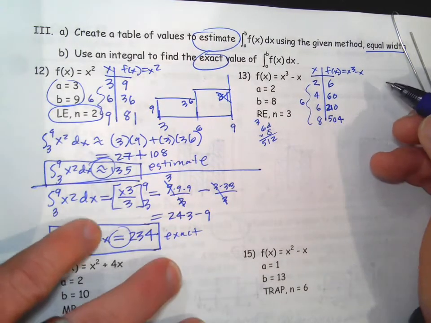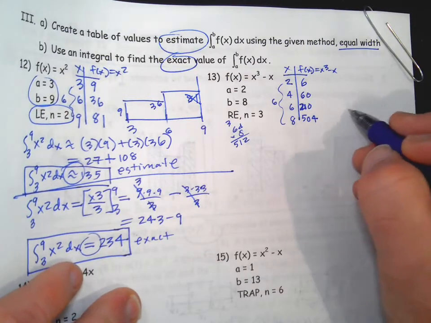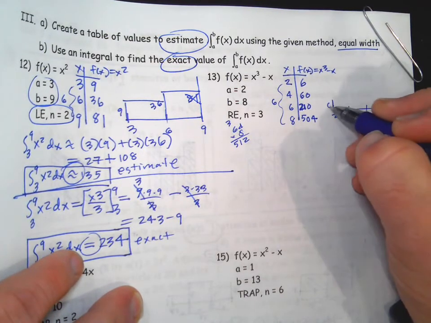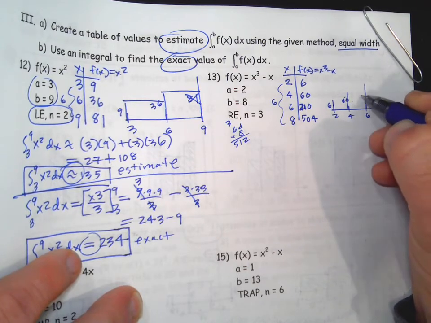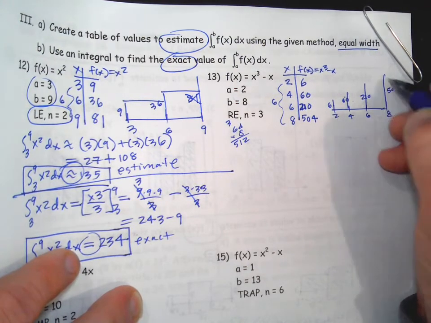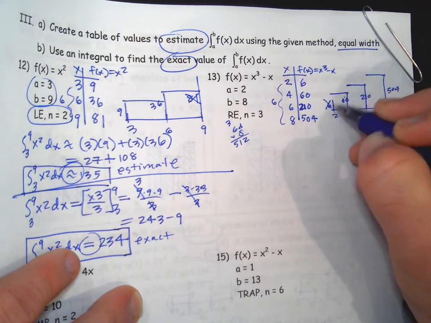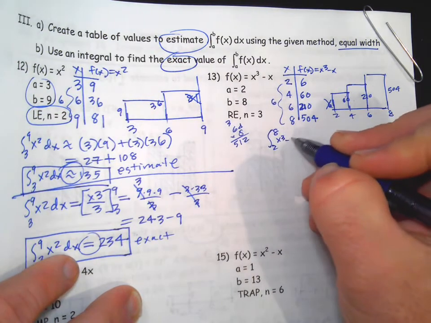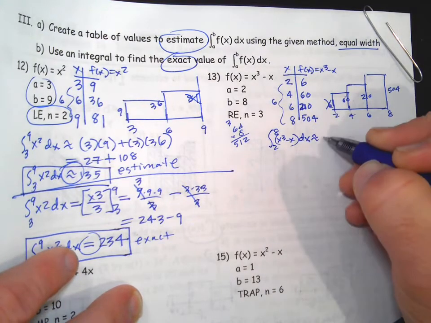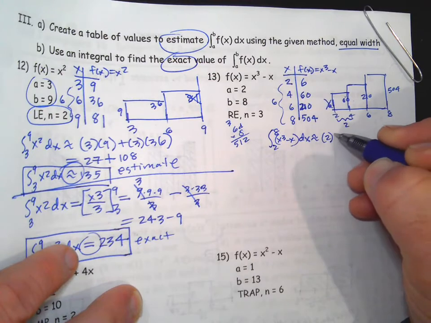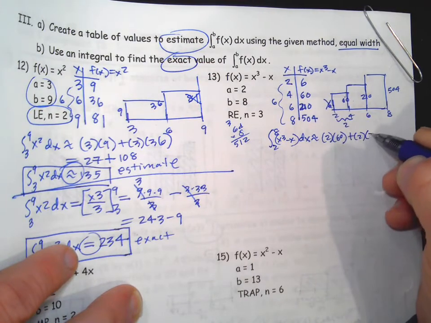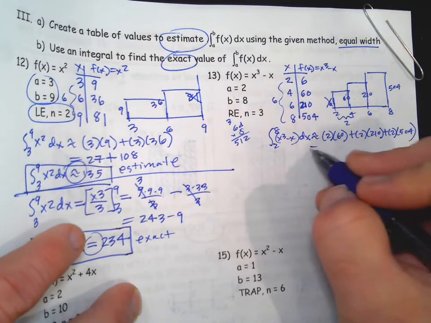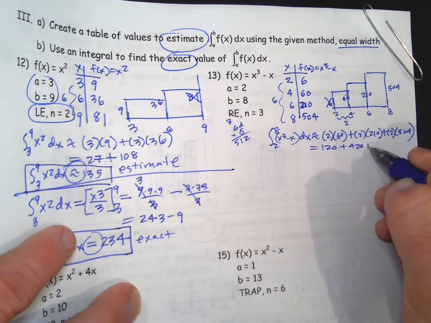504. Okay, so I'm going to make a little table here. I'm going to do right ends, 2, 4, 6, 8. So we got 6, 60, 210, 504. Doing right ends, so we're doing the right side. Don't need that one. So the integral from 2 to 8 of x cubed minus x dx is approximately, bases are each 2, times the height 60, base 2, height 210, base 2, height 504. So that's going to be 120 plus 420 plus 1008.